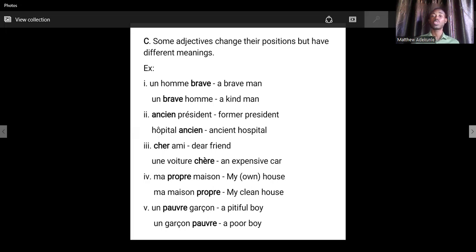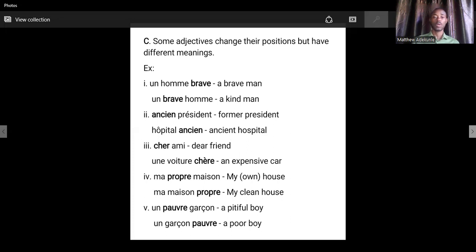Numéro 2, ancien président. Okay, ancien président, former president. Hôpital ancien, ancient hospital. That means that when ancien is coming before the noun, then it is former. But when it is coming after the noun, then it means ancient. And there we have the third example here, cher ami. That means dear friend. But when it comes after the noun, then it becomes expensive, all right? Voiture chère, an expensive car.